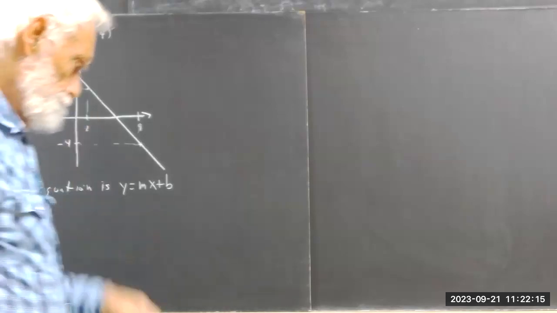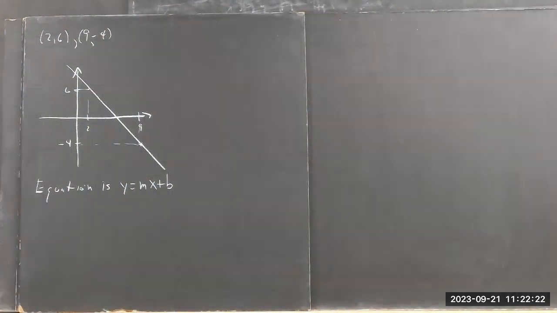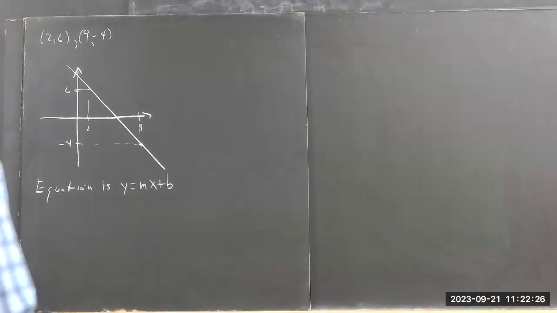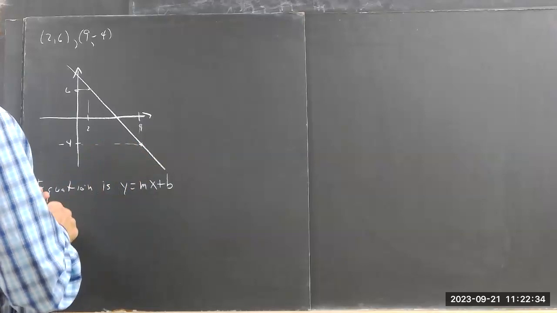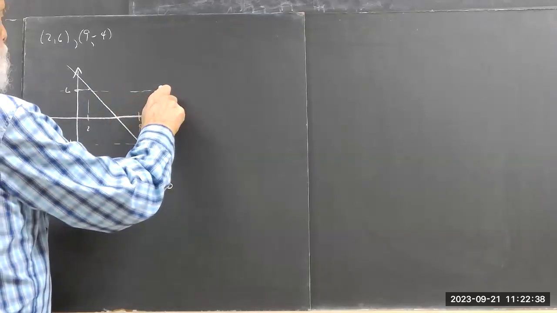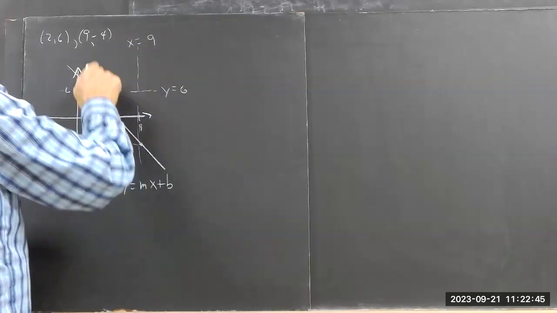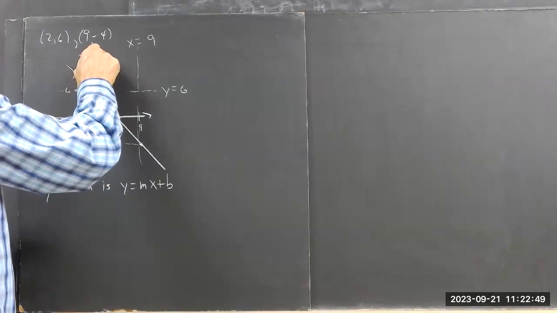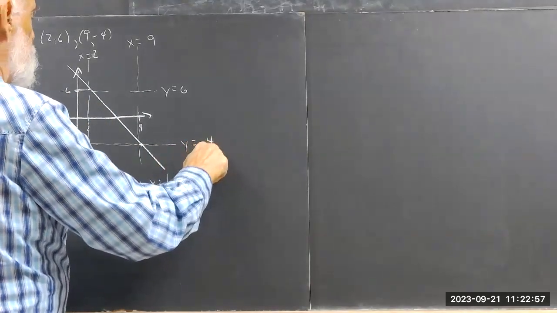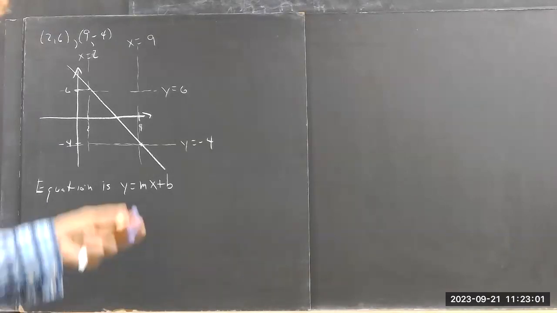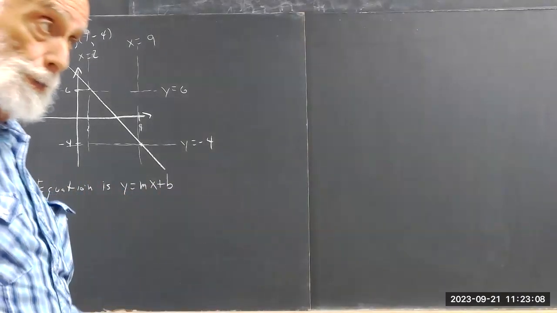Now, let me do this. If I move from this point, actually I'm going to do it like this. Okay. Here's my line where y equals 6. Here's my line where x equals 9. Here's my line where x equals 2. And here's my line where y equals -4. So I would sketch those lines and label them. It reinforces a lot of things about the graph and gives you a better understanding of what it is you're doing.